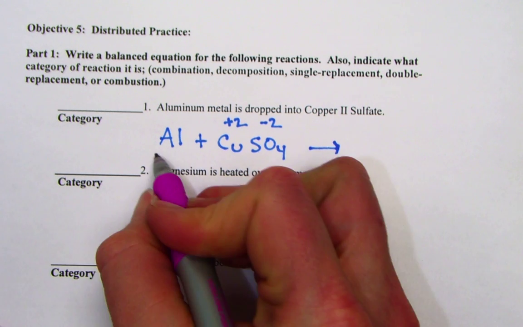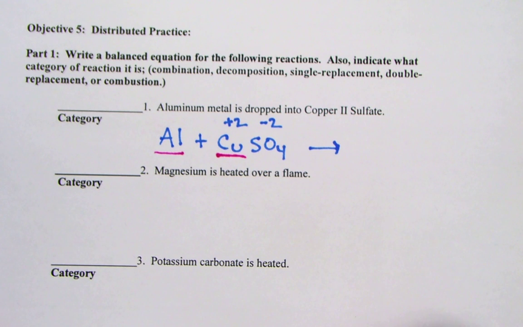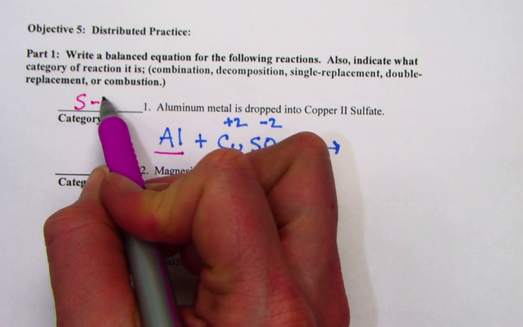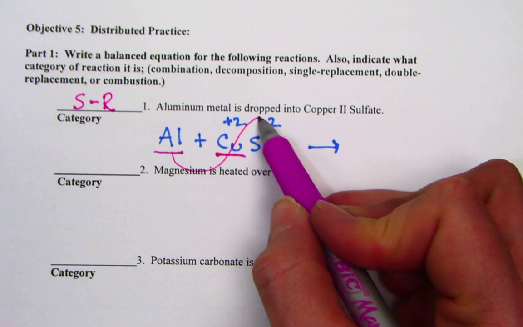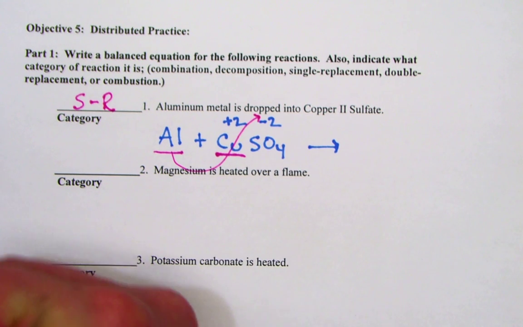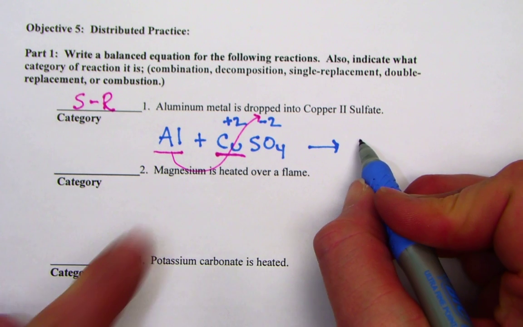The element is aluminum. It is a metal. We compare it to the metal in our compound. Element plus compound is a single replacement pattern. Aluminum kicks out the copper. It displaces or replaces or exchanges with it.